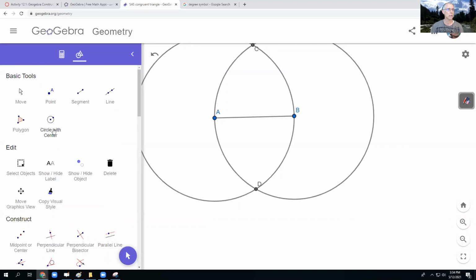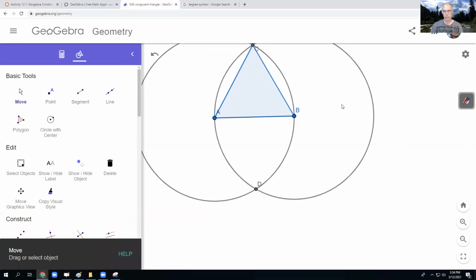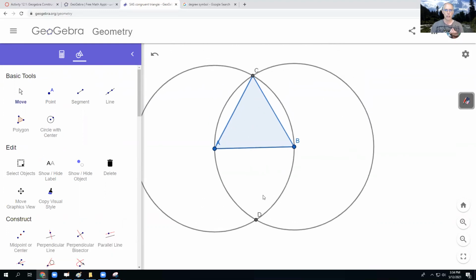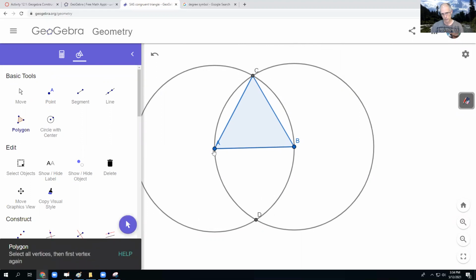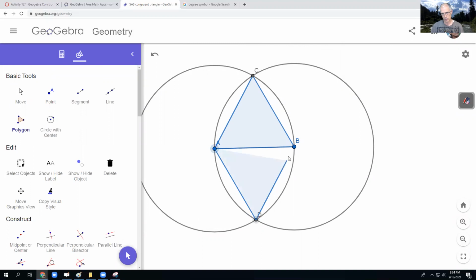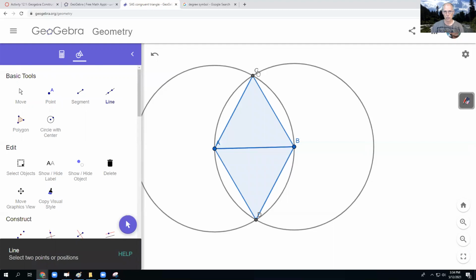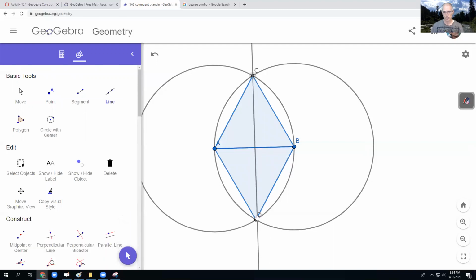Polygon tool up here. So triangle ABC, go back to where you started to finish the polygon, is equilateral because of the way I constructed it. Let's move this down a little. And so is triangle ABD, or ADB, however you want to call it. Oops, go back to where I started to finish it. And so now if I draw the line through CD, that cuts these equilateral triangles in half, which cuts this line in half.